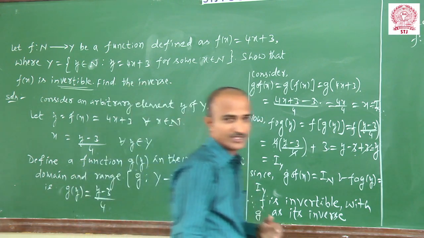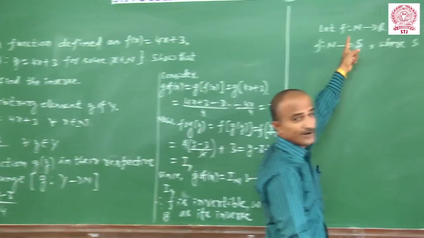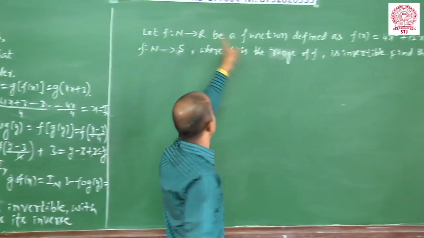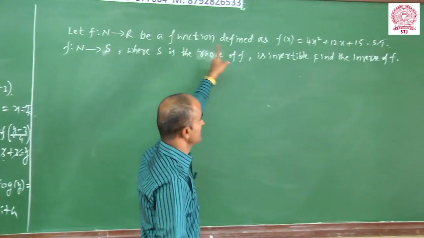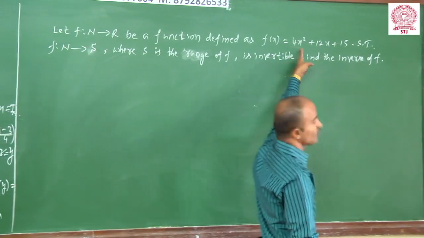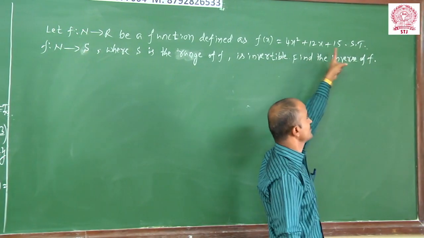Here is one more question. See here, f is defined from N to R, natural to real numbers, be a function defined as f of x is equal to 4x squared plus 12x plus 15.